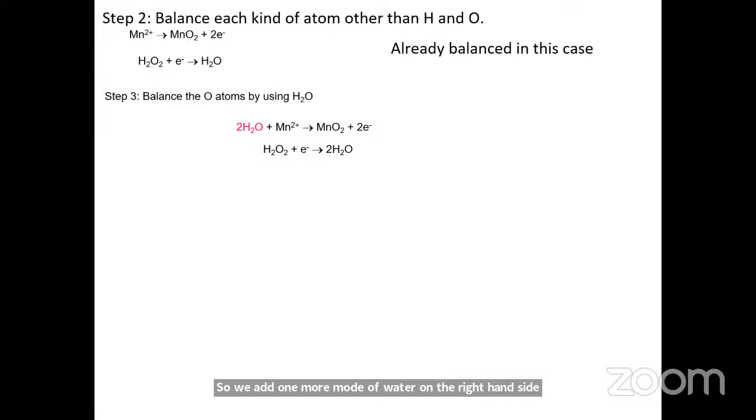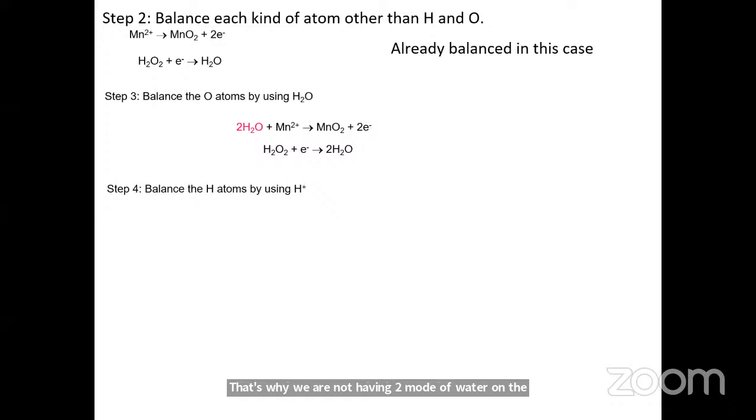Okay, sorry. Before we get to that one, let's check for the first one, the manganese. In the manganese 2 plus and MnO2, we have 2 moles of oxygen on the right-hand side and nothing on the left-hand side. So that will make us add 2 moles of water. And then for the hydrogen peroxide, we have 2 oxygen atoms on the left-hand side and 1 oxygen atom on the right-hand side. So that will make us add another mole of water to the right-hand side. That's why we are now having 2 moles of water on the right-hand side.